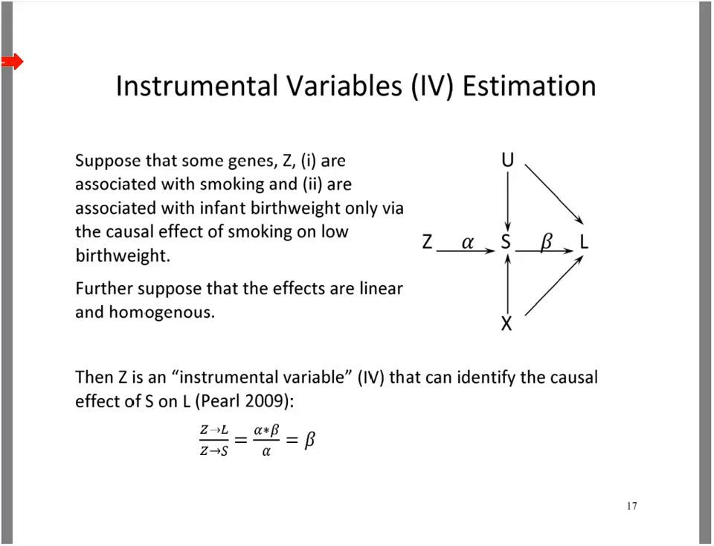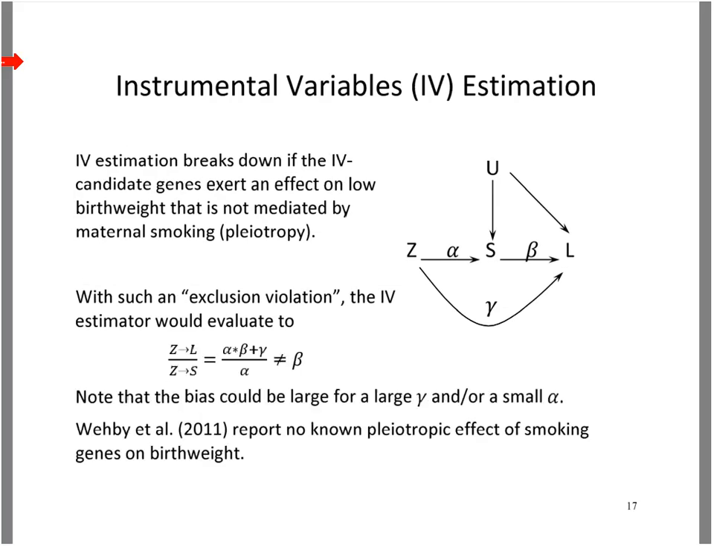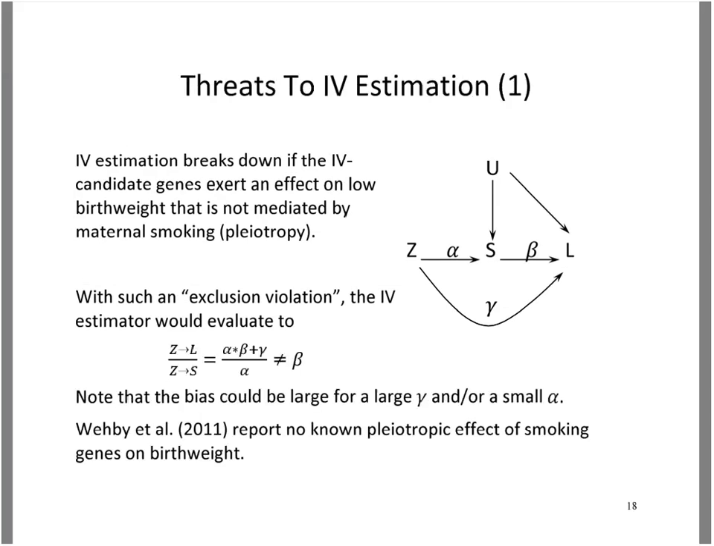So let's see. It turns out that Werby and colleagues have provided a careful discussion of how different data-generating models may imperil their analysis. So I want to review their arguments with graphs. So first, IV estimation will break down if the candidate instrument genes exert an effect on low birth weight that is not mediated by maternal smoking. This is known as the problem of pleiotropy.